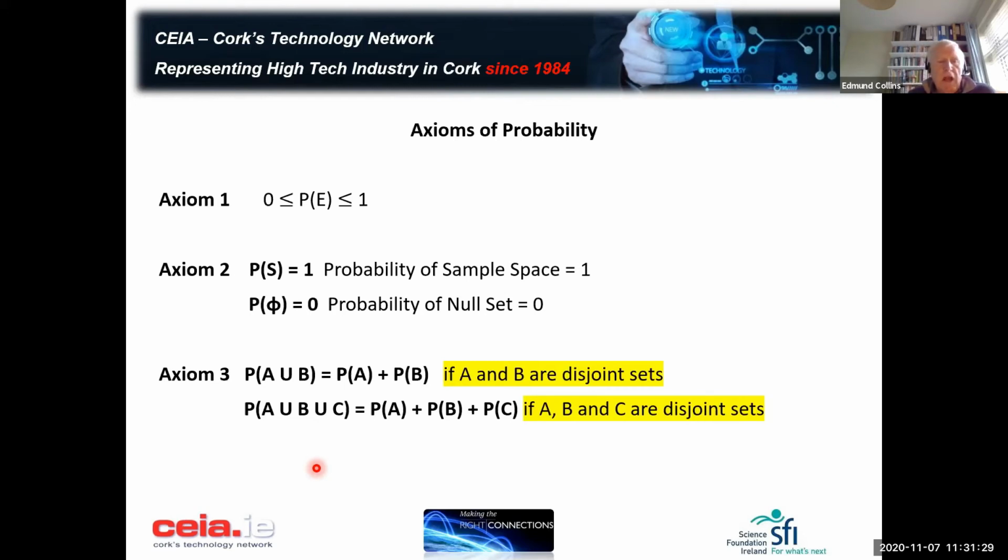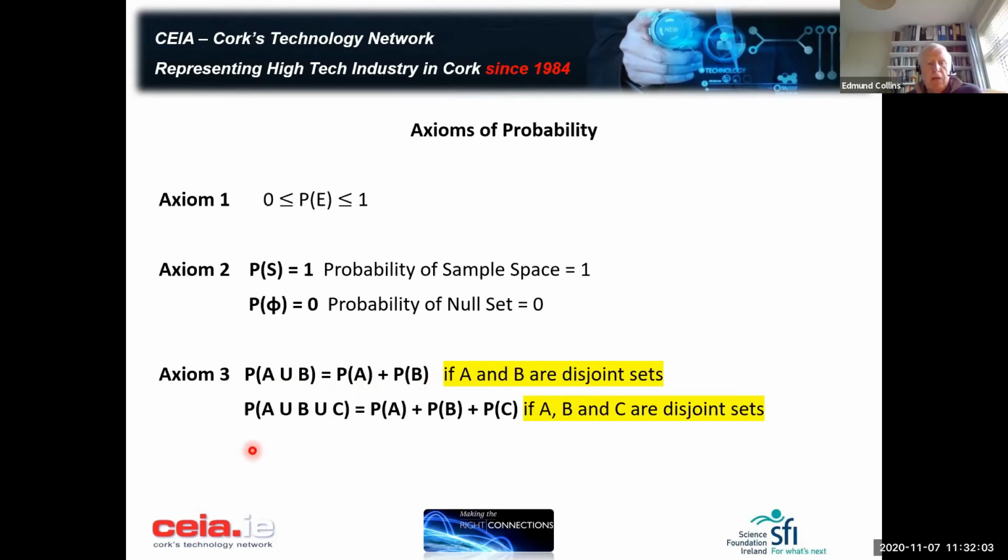Then the third axiom: the probability of A or B equals the probability of A plus the probability of B, if A and B are disjoint sets. So you saw that, where there's no intersection. So that's an important axiom. The probability of A or B equals the probability of A plus the probability of B.